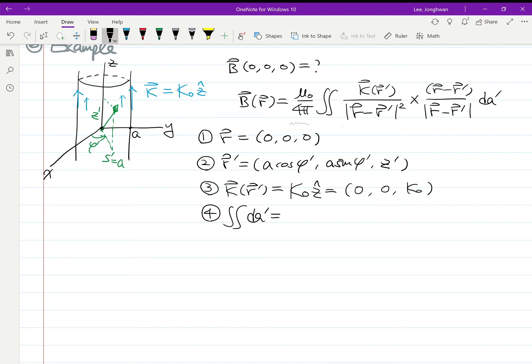Okay, this was given in the problem, the blue color. And dA, so we should do the area integral along this cylindrical surface. As you might learn in vector calculus, you can think of a small piece of the patch along the cylindrical surface.